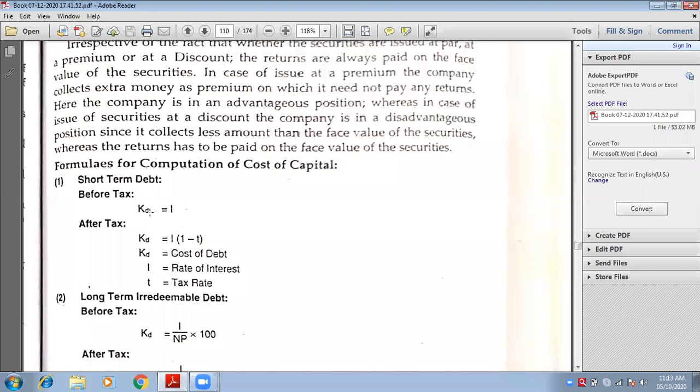This is I. I means interest. This is before tax, and if I want to convert it into after tax, I will have to deduct tax from it. Because from I, tax is not deducted. It is always before tax.